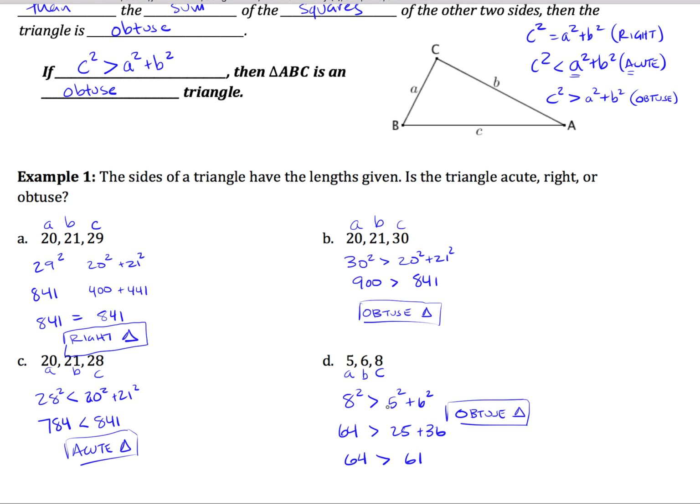So there you have it. That's an application of the converse of the Pythagorean theorem. We can take the three sides of a triangle, arrange them in our C squared and our A squared plus B squared, and decide whether it's a right, an acute, or an obtuse triangle based on whether the C squared equals the A squared plus B squared, or the C squared is smaller than the A squared plus B squared, or the C squared is bigger than the A squared plus B squared.